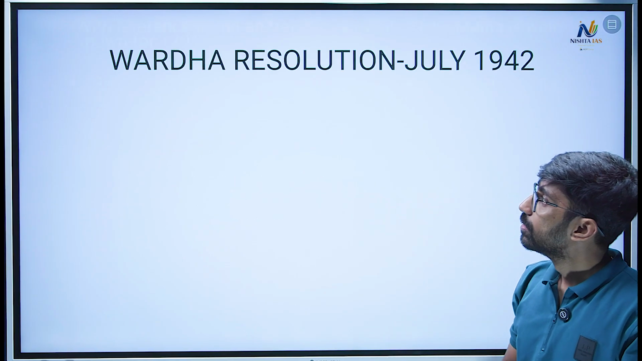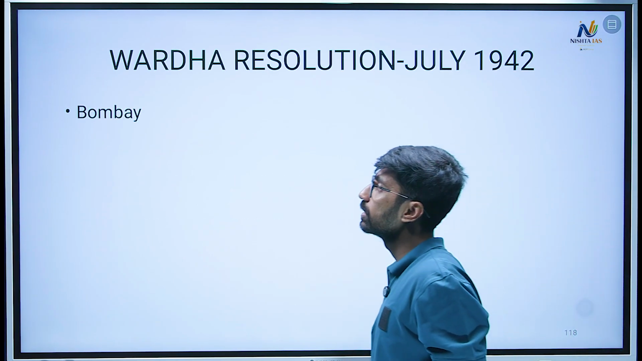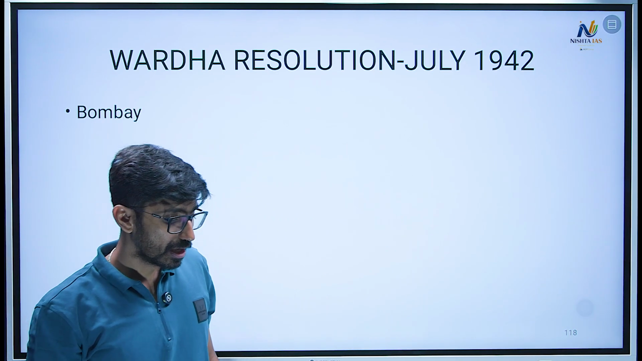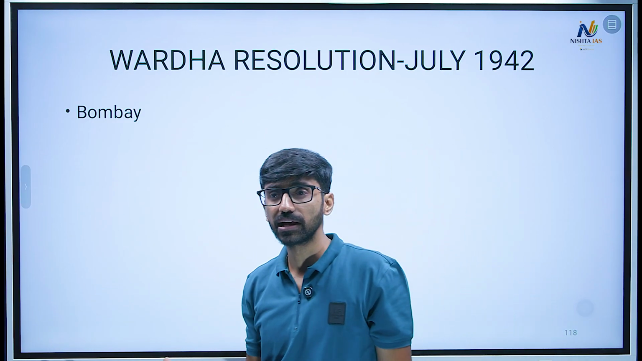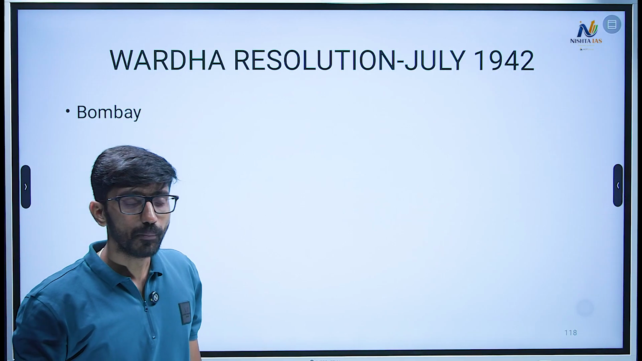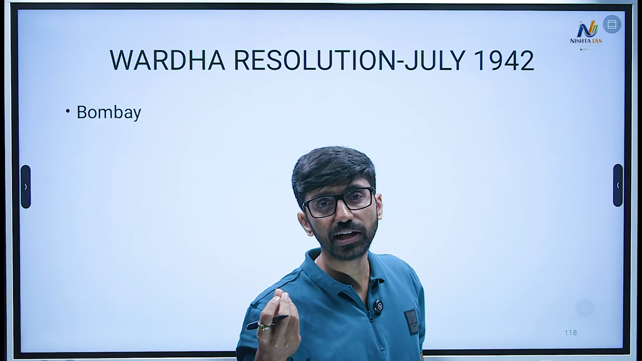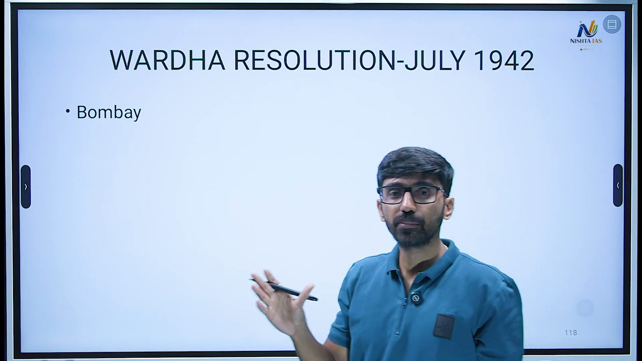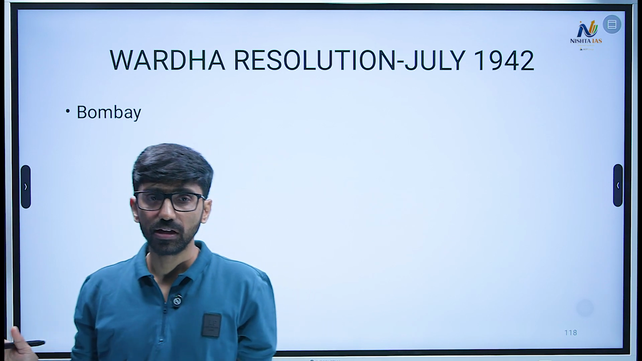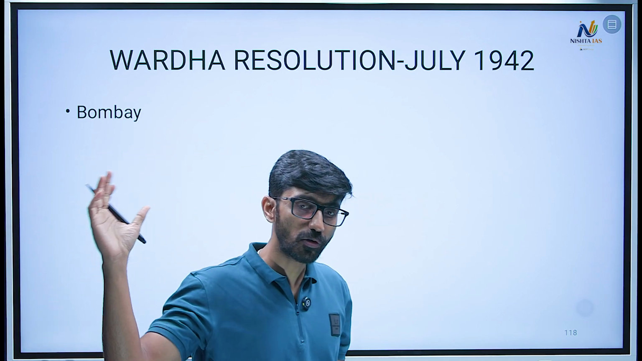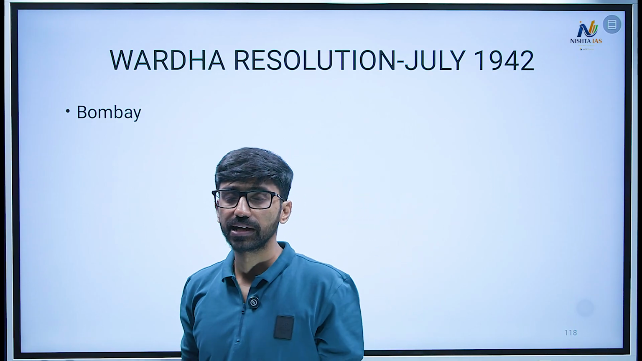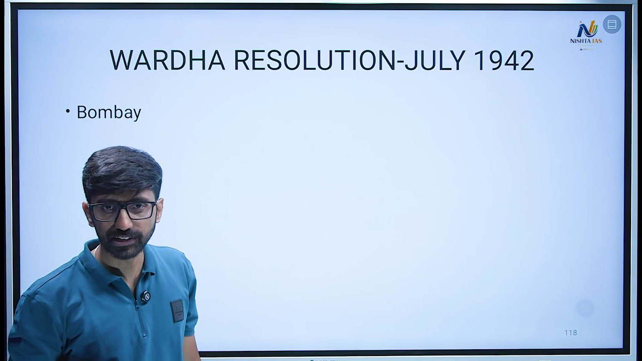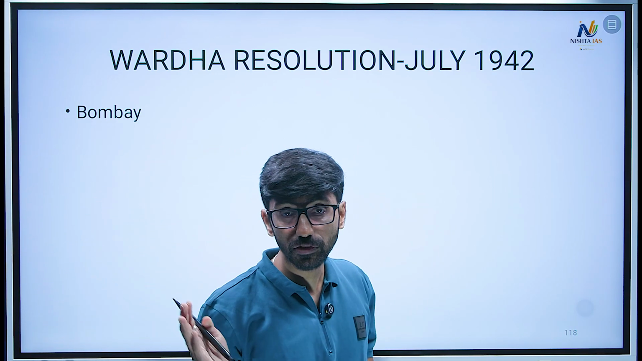Okay, so now we are coming to the Wardha resolution in July 1942 in Bombay. Wardha is in Bombay. Now what happened? The Second World War began in 1939. Britishers were losing. Britishers were losing in Europe also, and in Asia also. Particularly in Asia, the British rival was Japan. Japan was moving towards India. Japan was occupying most of the Asian part, especially Korea, then Southeast Asia, and a part of China also. They were moving towards India.